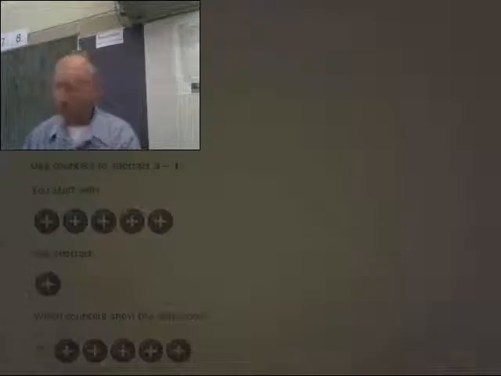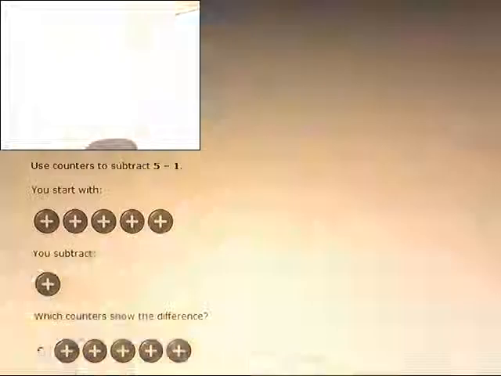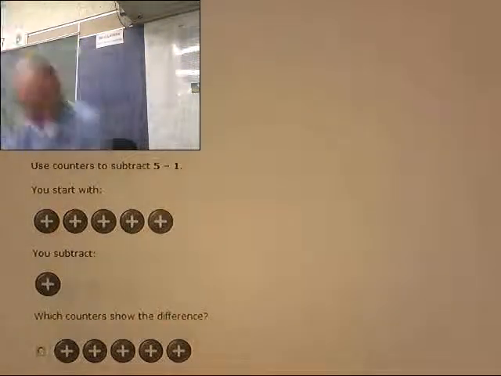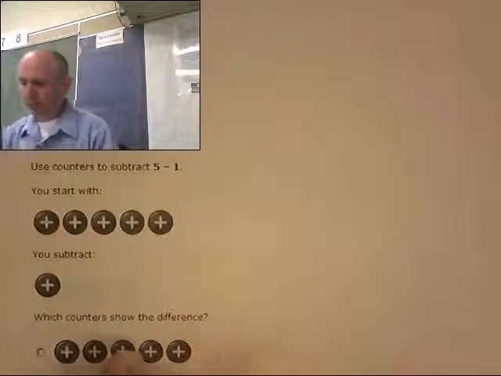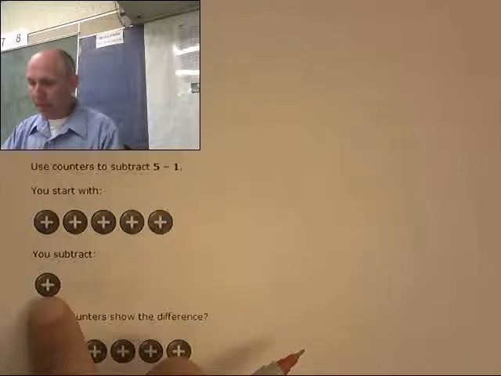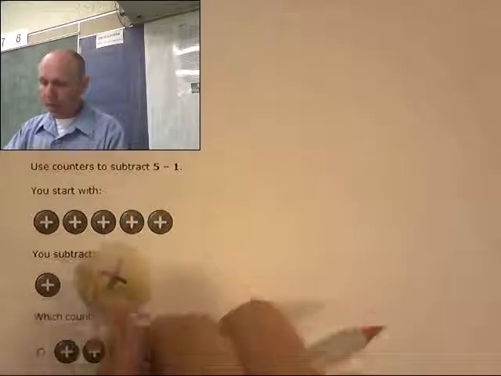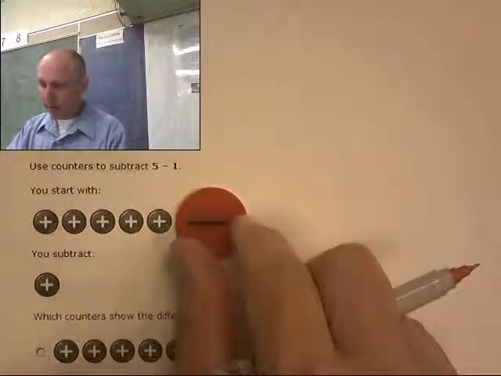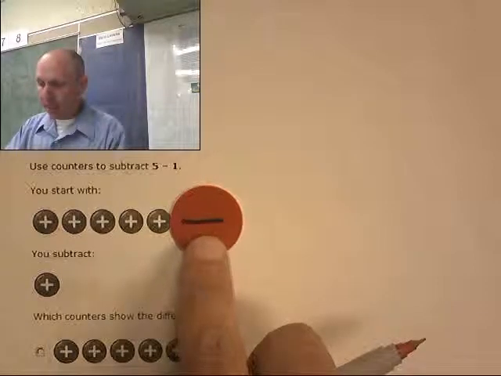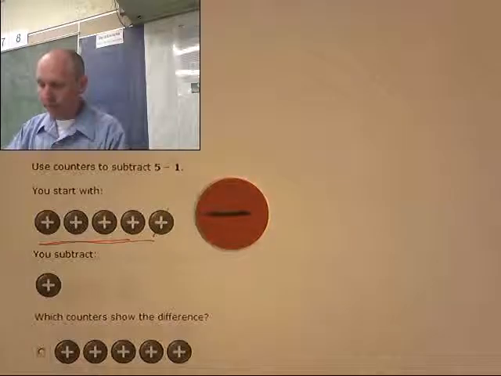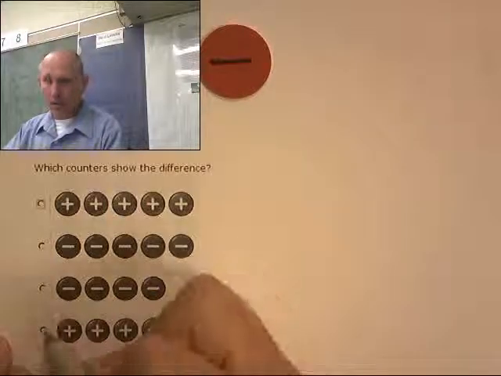So we're looking at 5 minus 1. So I'm starting with 1, 2, 3, 4, 5, and I'm subtracting one positive. So when I subtract the positive, it turns it into a negative. This positive and negative cancel each other out, so they're gone. Goodbye. And I'm left with positive 4, which is this answer there.